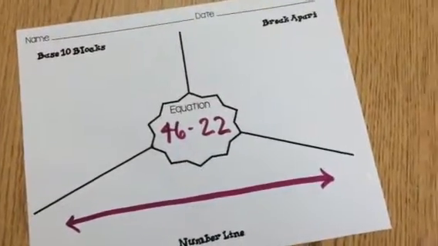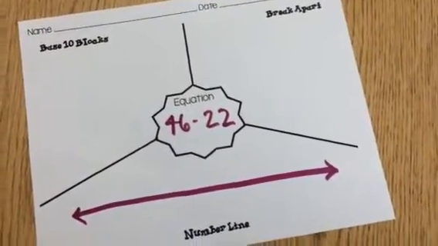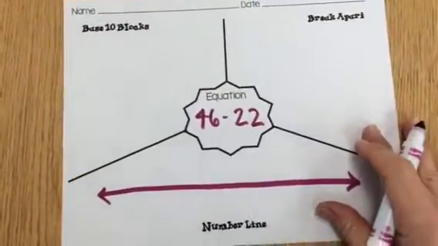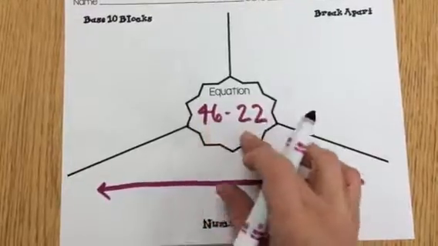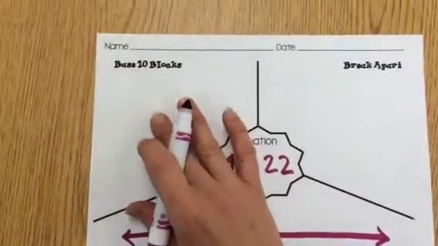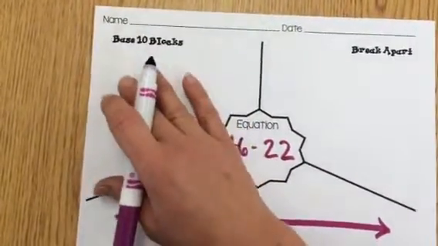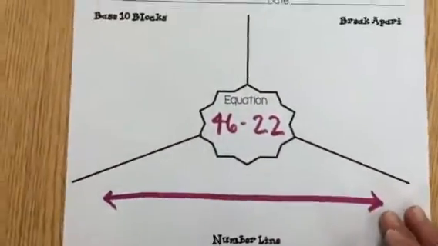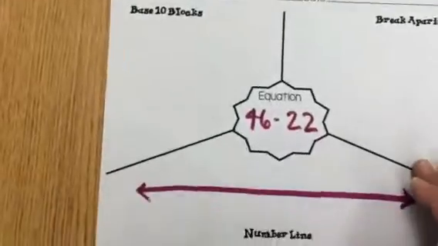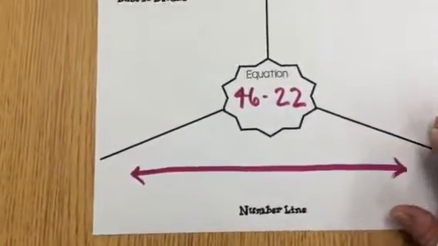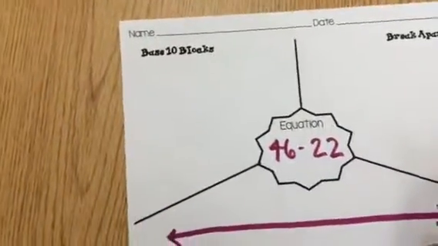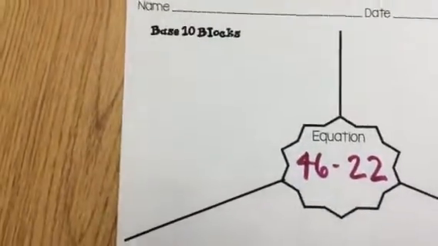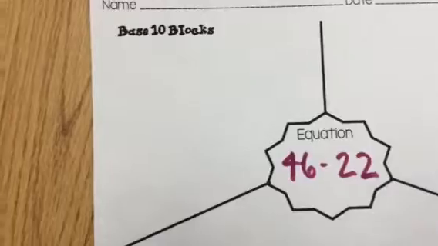Now let's look at how to do a two-digit subtraction problem using the same strategies. So just like before, we've got two-digit numbers, and we're going to use the base 10 block model, the break apart model, the number line model, as well as a hundreds chart model in order to solve this problem. All four are strategies that your child may ask to use when solving problems for homework.